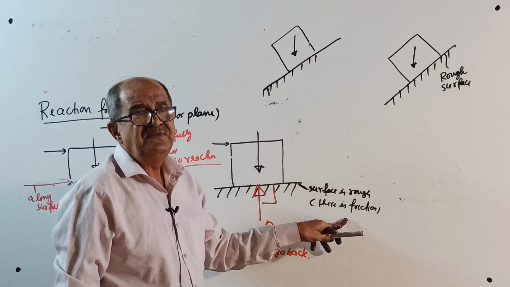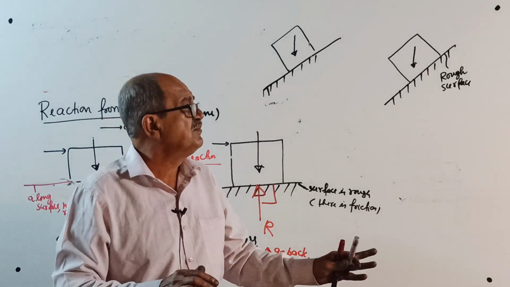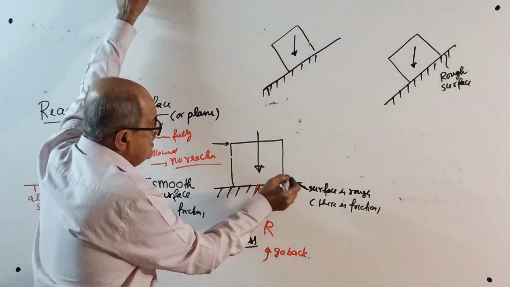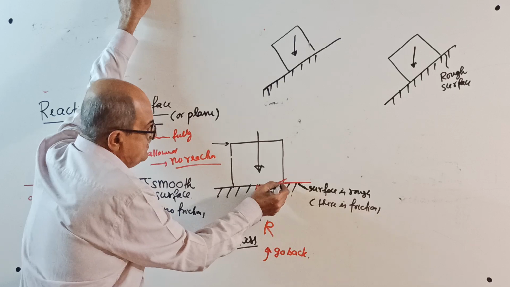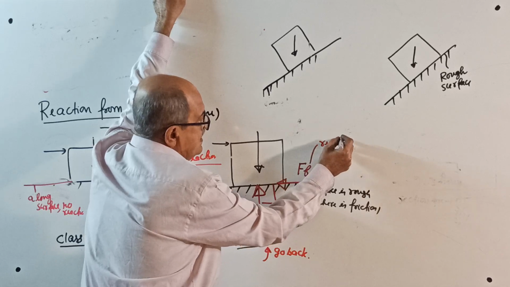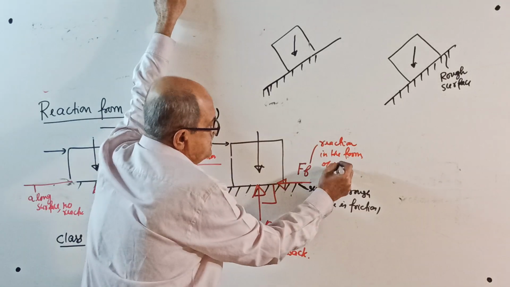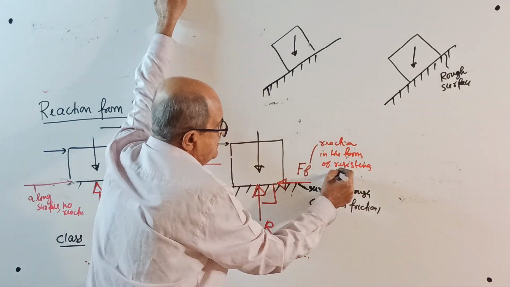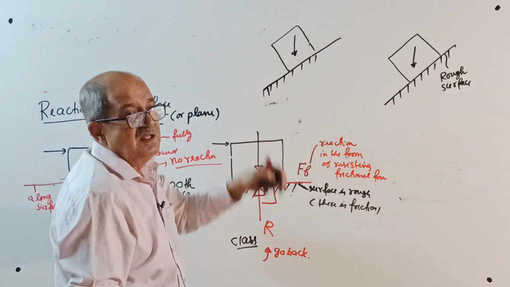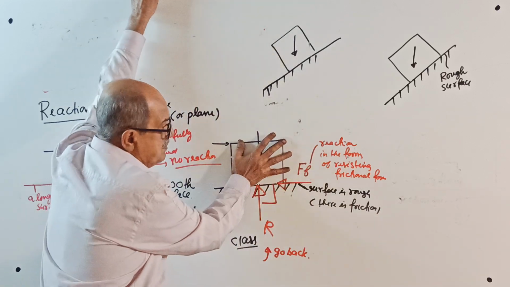Here, if surface is rough, very rough, when you apply the force, suppose you take a rough surface and apply weight. If the applied force is smaller, there will be frictional reaction. See, this is frictional force. This is reaction in the form of resisting frictional force developed here.